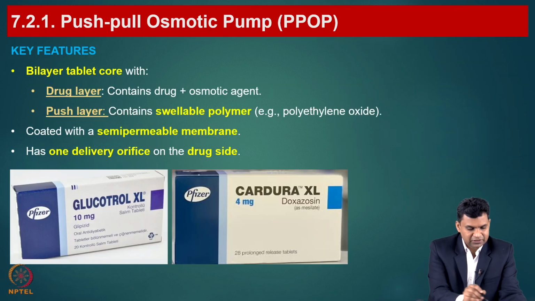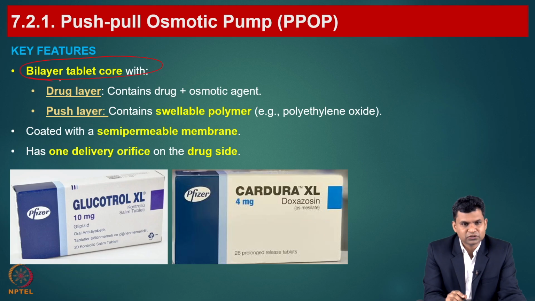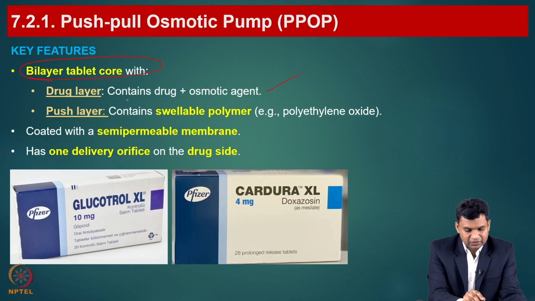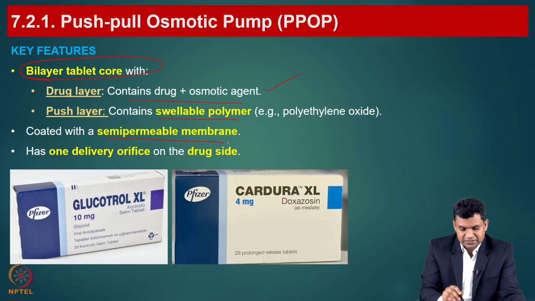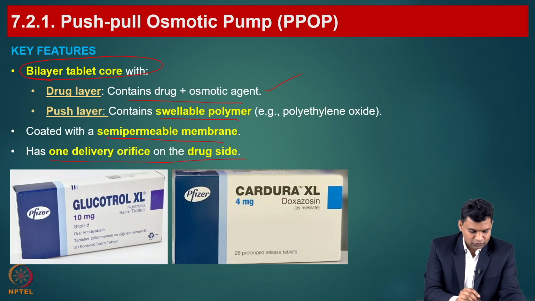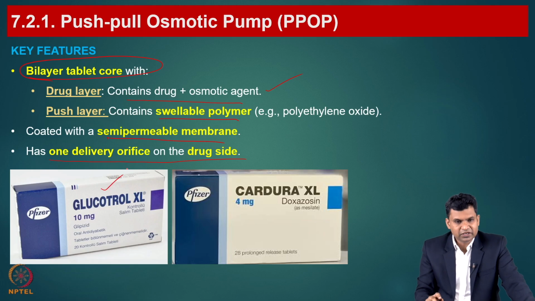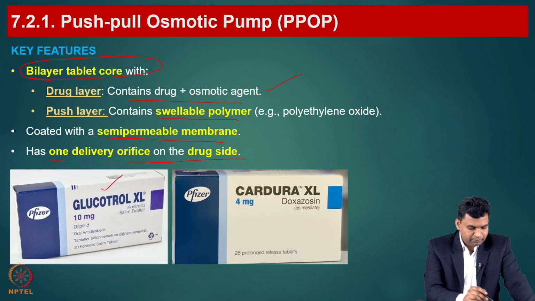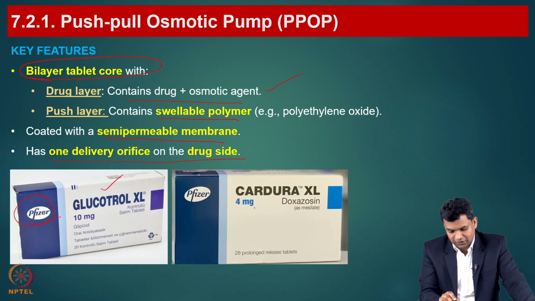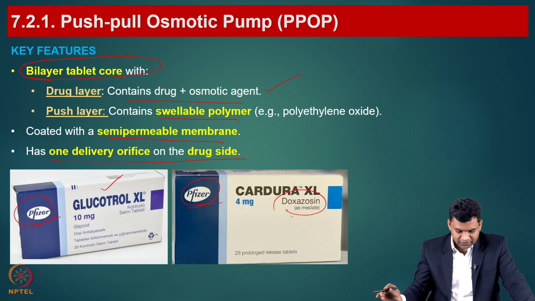So, yes, it can come like a bilayer tablet coat: the drug layer which contains the drug and osmogens, and the push layer which contains the swellable polymer, further coated with the semi permeable membrane, with one delivery orifice on the drug side. You can see there are products which come as push pull osmotic pumps, that is Glucotrol made by Pfizer, and Cardura XL, that is doxazosin, also from Pfizer. So, both will help in the prolonged release.